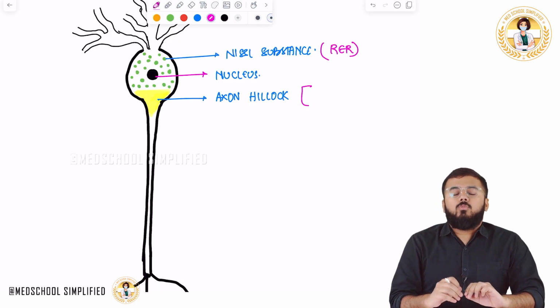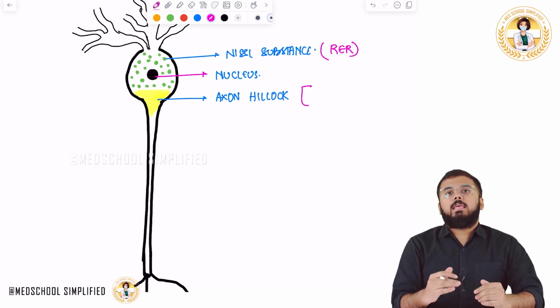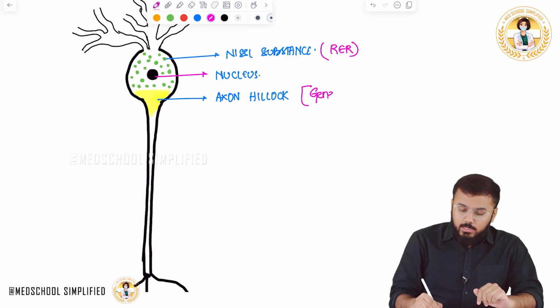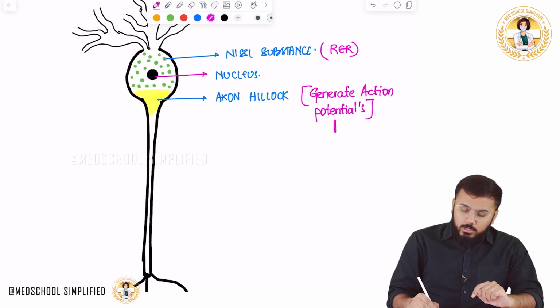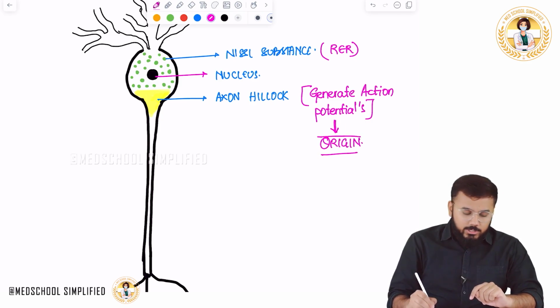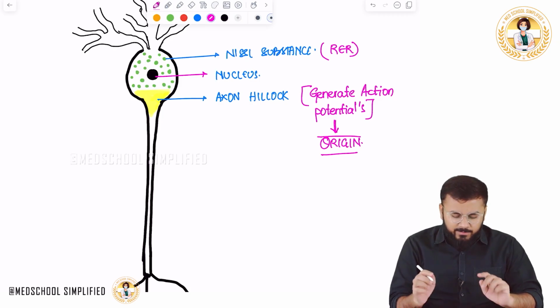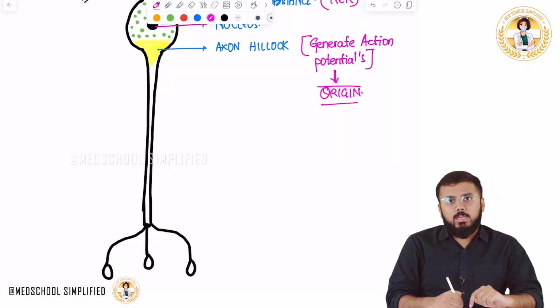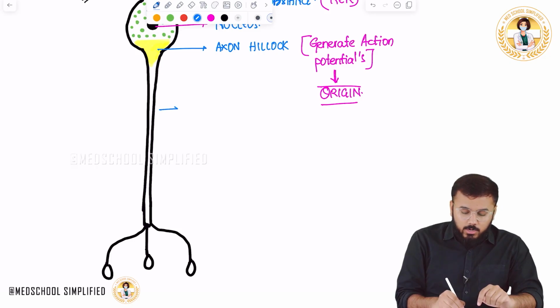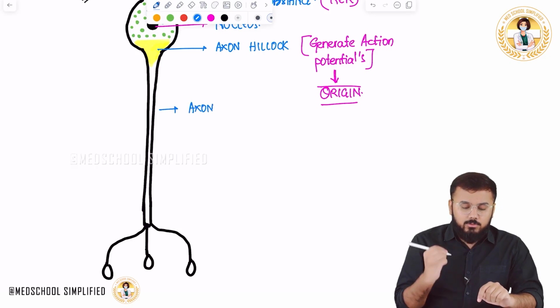So the axon hillock is the place where the action potentials are generated. It is the origin of all the action potentials; they start from this point only. Down here, you have this long structure which is hanging down. This structure over here is what is called your axon.